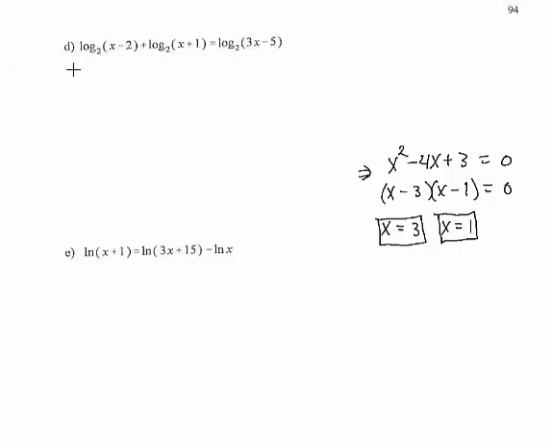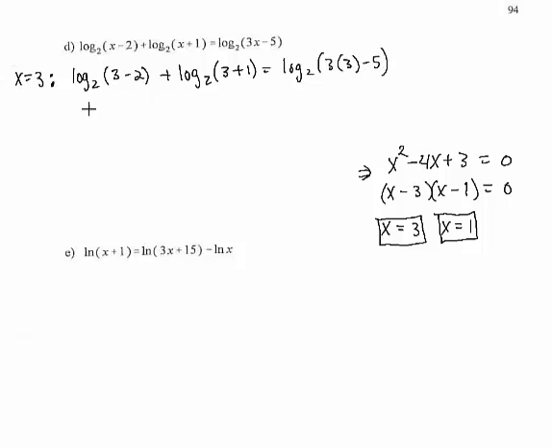We have log base 2 of 3 minus 2, and I'll check the x equals 3 solution, plus log base 2 of 3 plus 1 equals log base 2 of 3 times 3 minus 5. Here we get log base 2 of 1, plus log base 2 of 4, and 3 times 3 is 9 minus 5, 4 again.